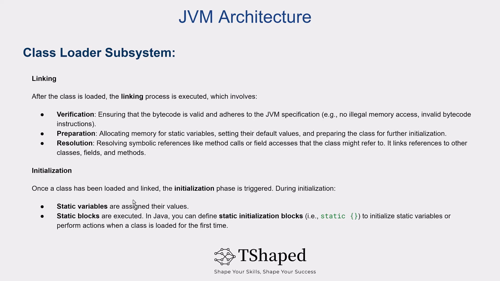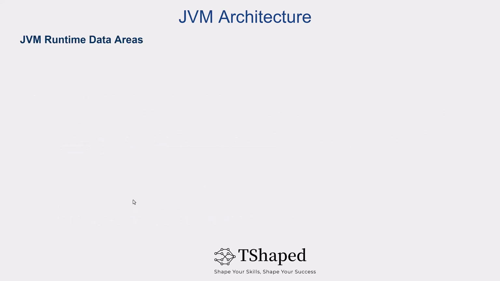Fine. So just to conclude here, before I proceed further with the JVM's runtime data areas: under the class loader subsystem, the entire code gets loaded. And if there are any static variables, memory will be allocated in the heap area. And if there is any static block present in your Java code, that will be executed. Then comes the JVM runtime data areas.